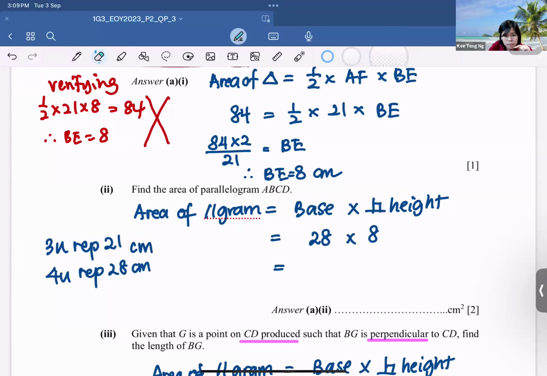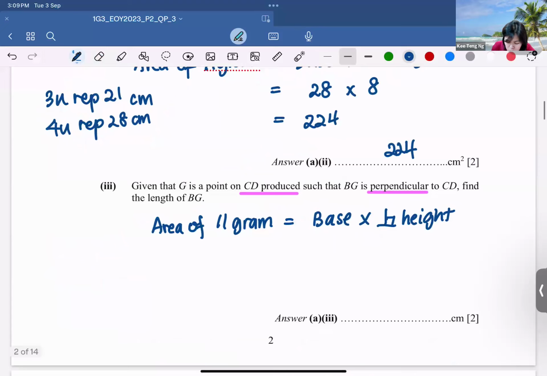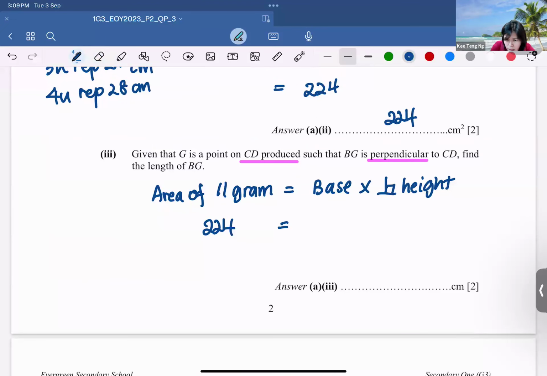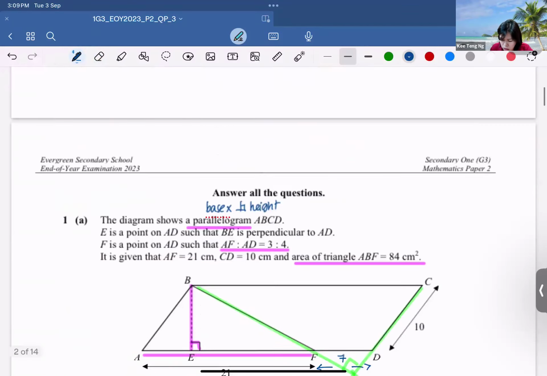Oh, okay. 224 for ABCD. Okay, correct. Then this should be the correct answer. Then if that's the case, the area of my parallelogram is 224. Now the base is a different base, right? My base now is C to D. C to D is how much?